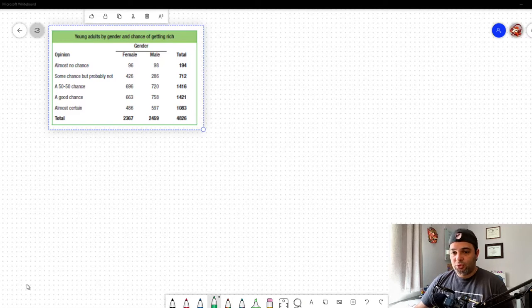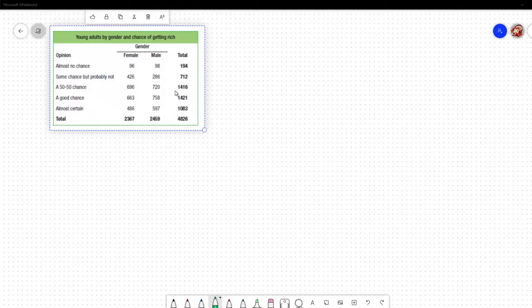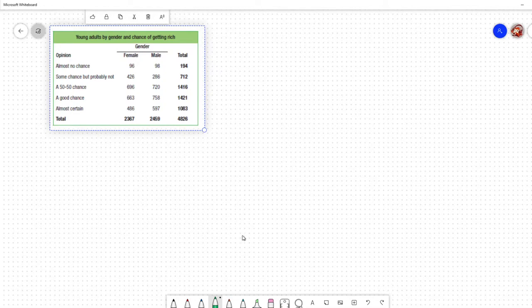So I copied this one straight from the textbook as one of the example tables that they gave you. So I want to just kind of run with this and use this to help explain the difference between the two. So some information was collected from some young adults, and it was an opinion based on their chances of getting rich. So we have recorded here by gender and then by opinion. So in reading that first row, we would say, okay, well, 96 females have the opinion that they have almost no chance of getting rich.